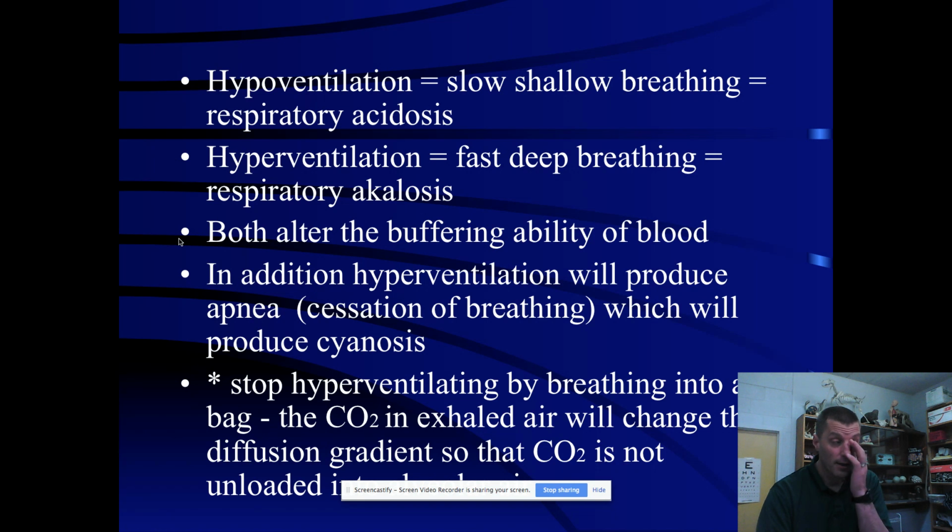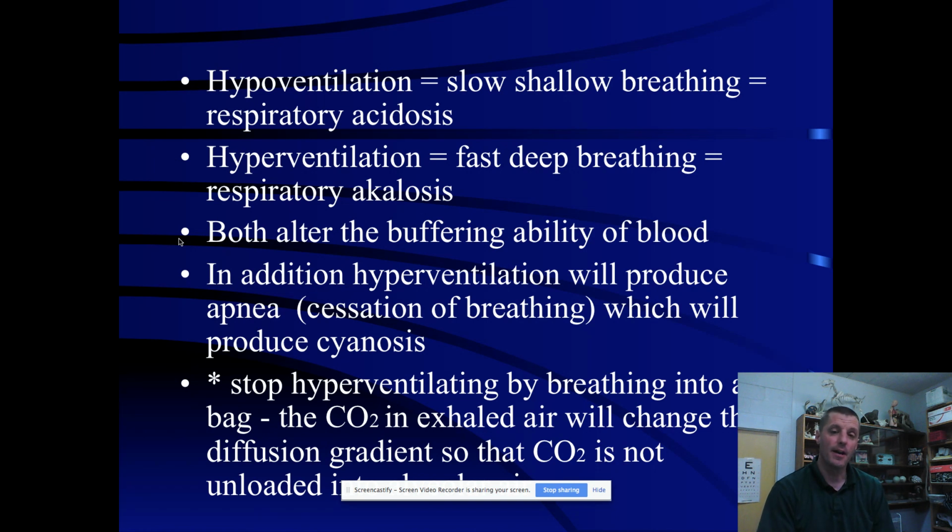And buffering, if you don't remember that from chemistry, is having something of a weak nature to keep the pH from swinging wildly up and down. That's what we mean by buffering, keeping it from swinging up and down. In addition to hyperventilation, apnea, or cessation of breathing, will produce cyanosis or change in color.